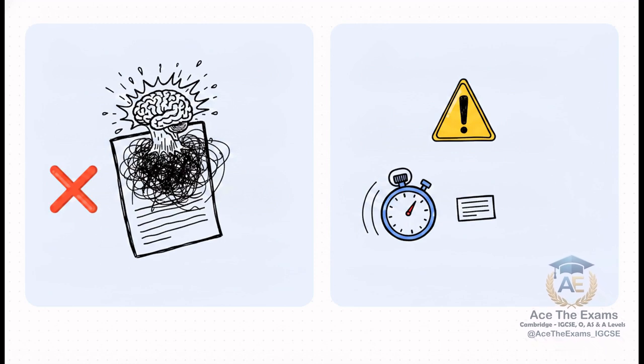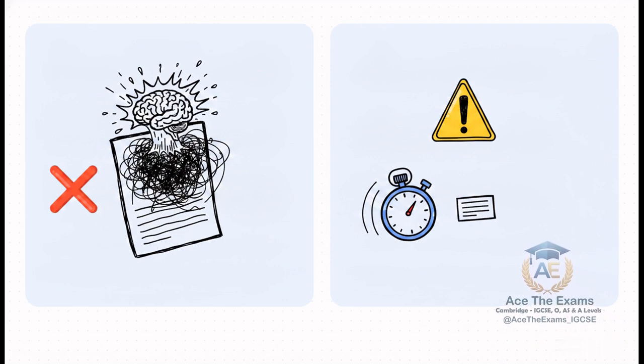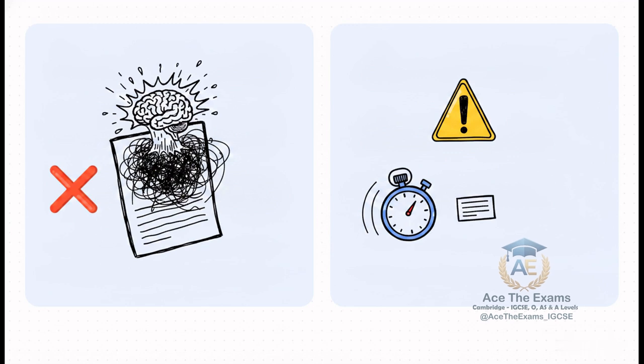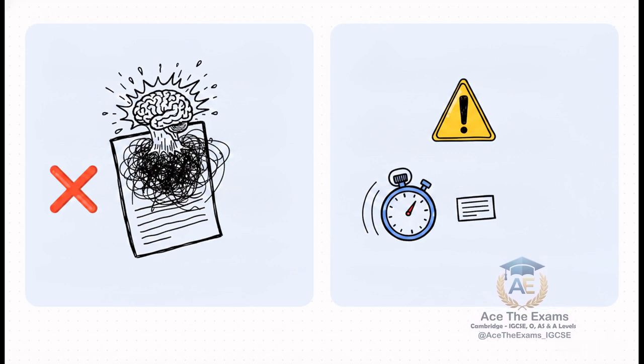So take a look at the left side here. We have Alex's answer. The question specifically asked to evaluate the use of symmetric encryption for a multinational bank. Look at what Alex wrote. It is just this massive, terrifying block of text. Alex is in there mentioning Caesar ciphers, rattling off complex algorithms, but there is absolutely zero logical structure.